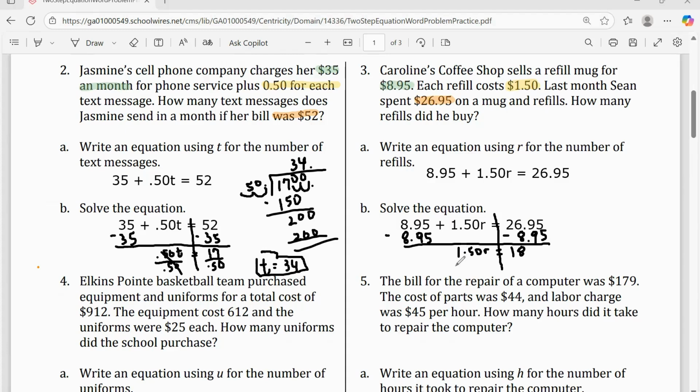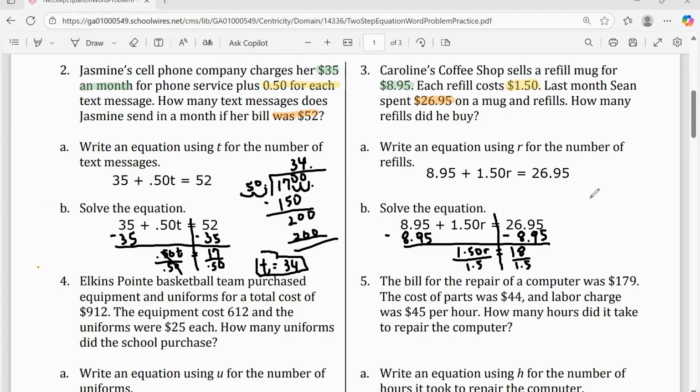Okay. So if I'm trying to get that R by itself, remember, a number and a variable together, the only way you can put those together is to multiply. To undo them, let's divide. So we're going to divide by 1.50 or 1.5. Same thing. Divide by 1.5.